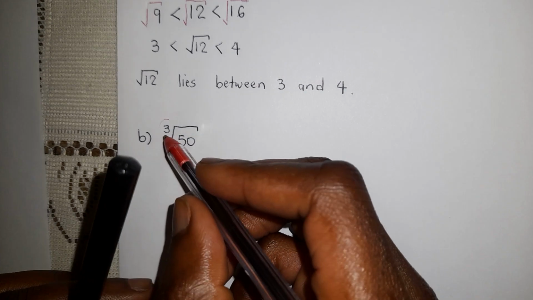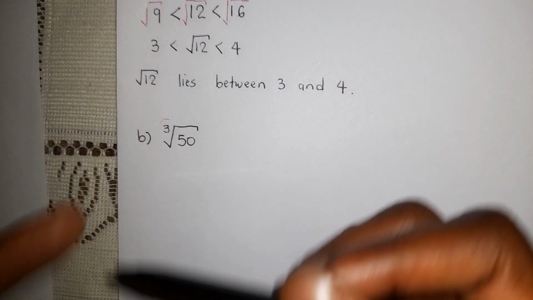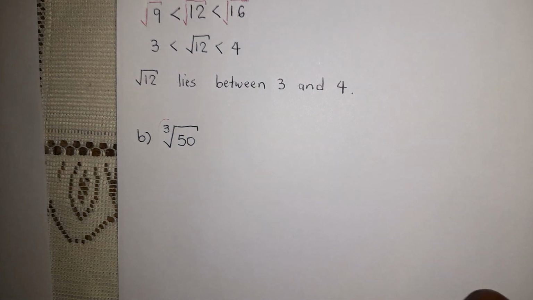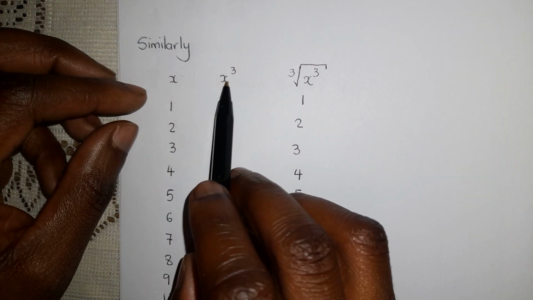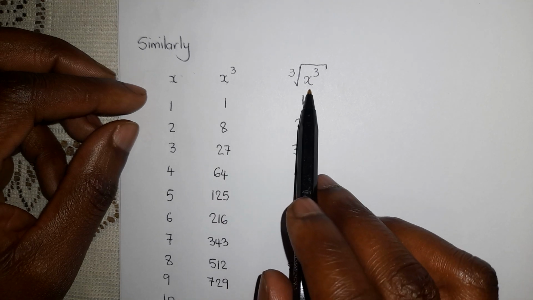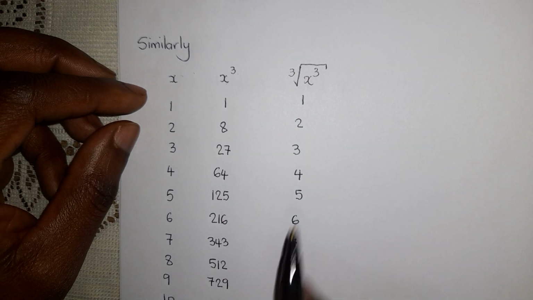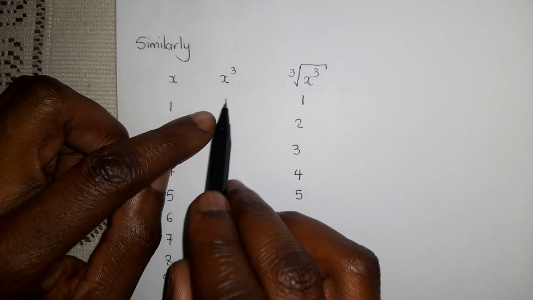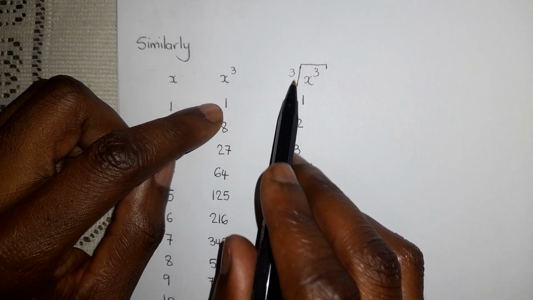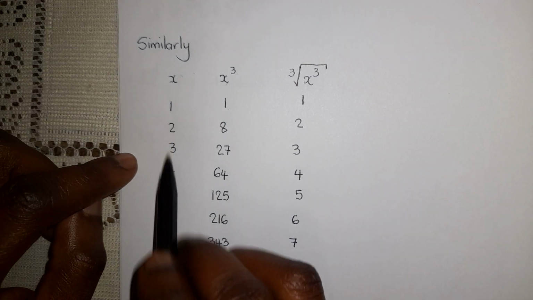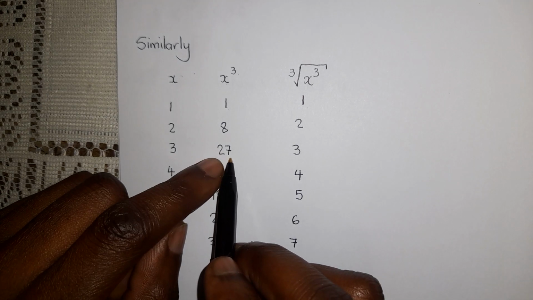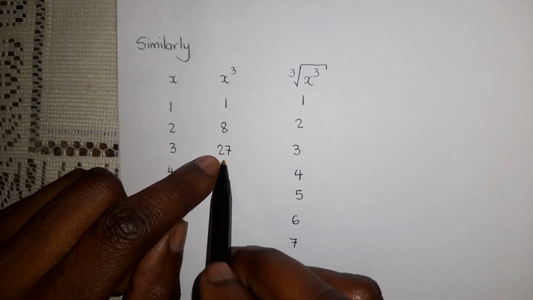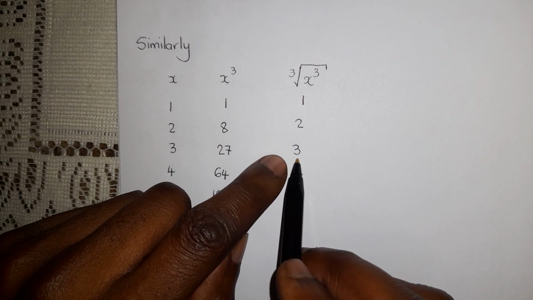So if we are having a cube right here, we are no longer going to be looking at perfect squares, but now we are going to be looking at perfect cubes. Again, I've done the same thing right here. This time around, I have my x values, my x values cubed, and my cube root introduced right here. Similarly, 1 cubed will give me a 1, and the cube root of 1 will give me a 1. Similarly, if I take 3 and raise it to a power of 3, I get a 27. So 3 cubed is 27, and the cube root of 27 gives me back my 3.